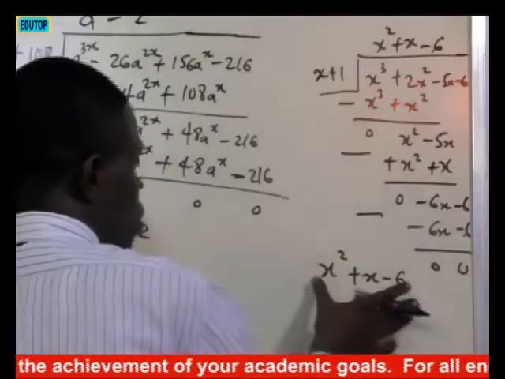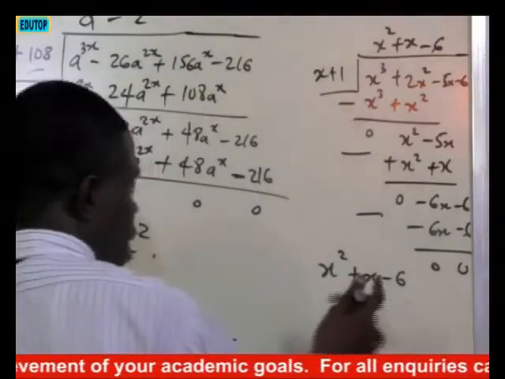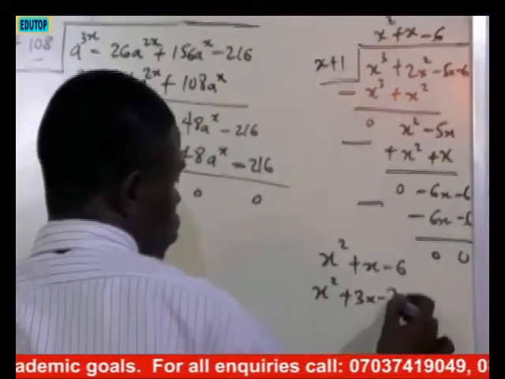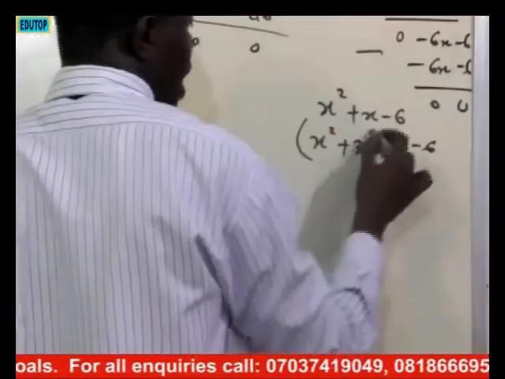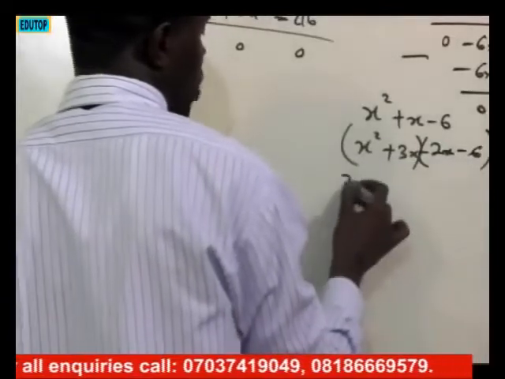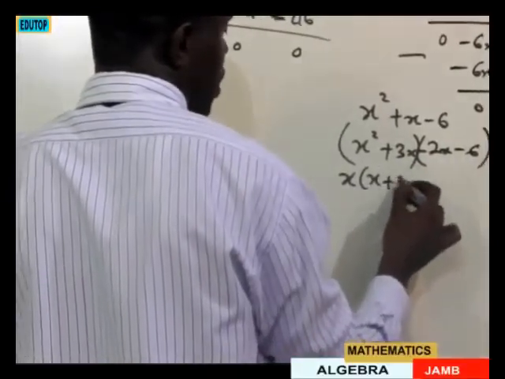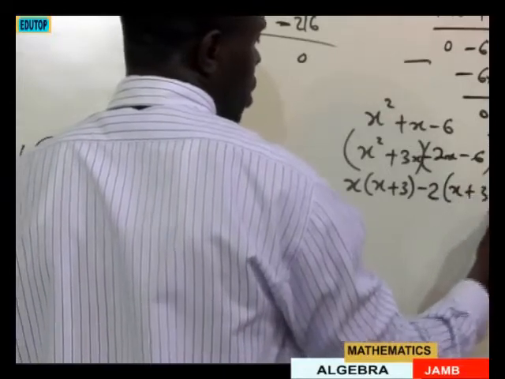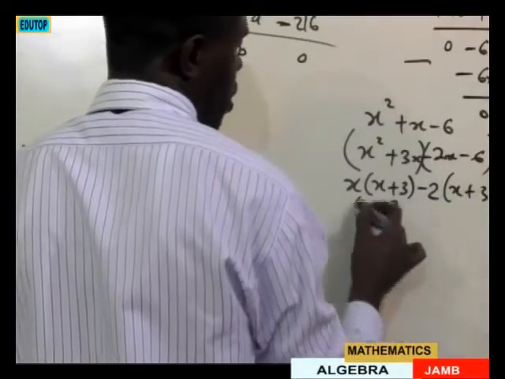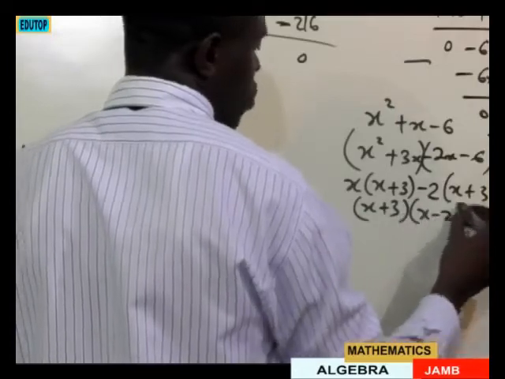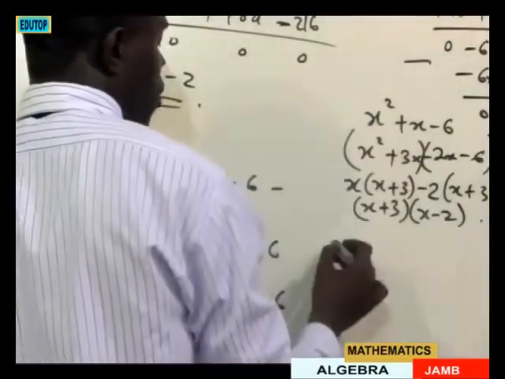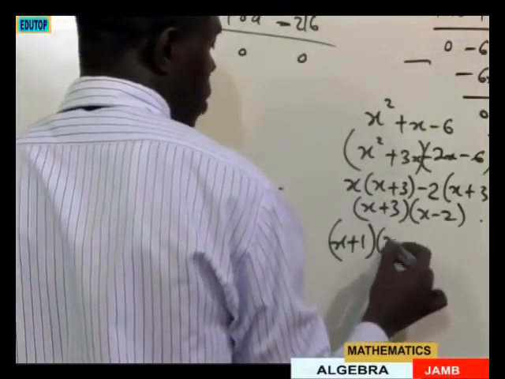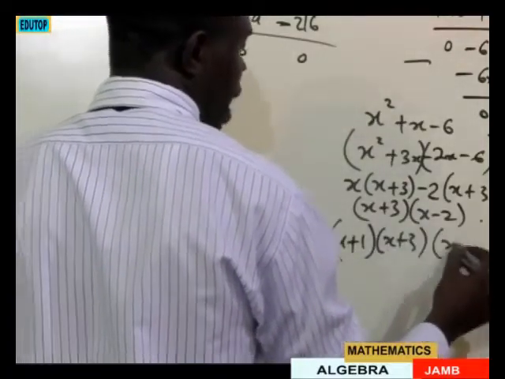So let's now solve this one by factorization, just like what I said earlier. It will be x squared plus 3x minus 2x minus 6. Let's dissect this, and we'll have what's common. x is common here, x plus 3. What's common here? Minus 2 into x plus 3. Then we'll have x plus 3, x minus 2. So what am I saying? Remember we have got one before, that's x plus 1. Then we'll have x plus 3. Then we'll have x minus 2.